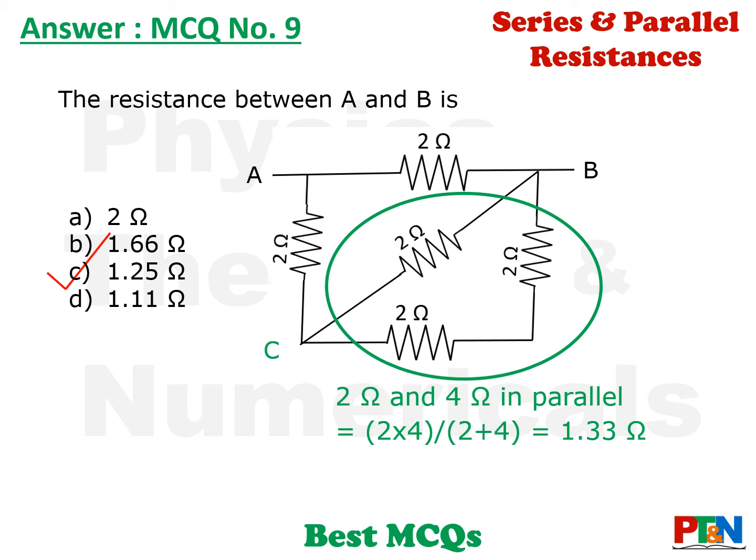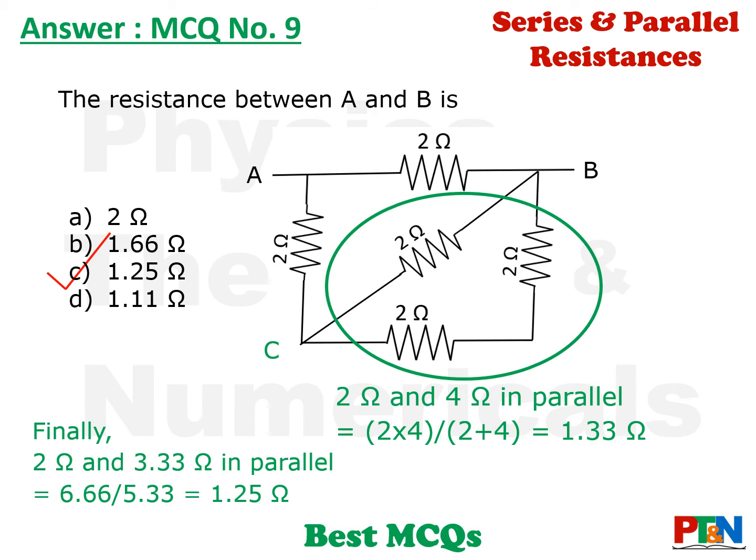Let's have a look. Now, see between C and B, again there are some resistances, some are in series, some are in parallel. So between C and B, it is 2 ohm and 4 ohm in parallel. So that will give you 1.33 ohm. Now it has become easy. So finally it becomes 2 ohm and 3.33 ohm in parallel. 3.33, how? A to C is 2 ohm and C to B is 1.33. Total 3.33 in parallel with 2 ohm. That will give you 1.25 ohm.